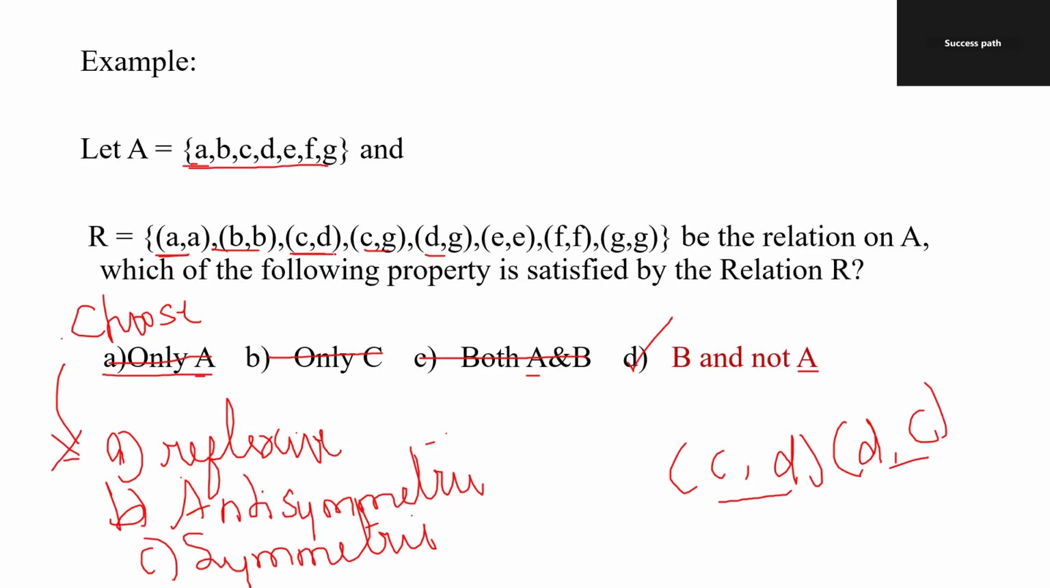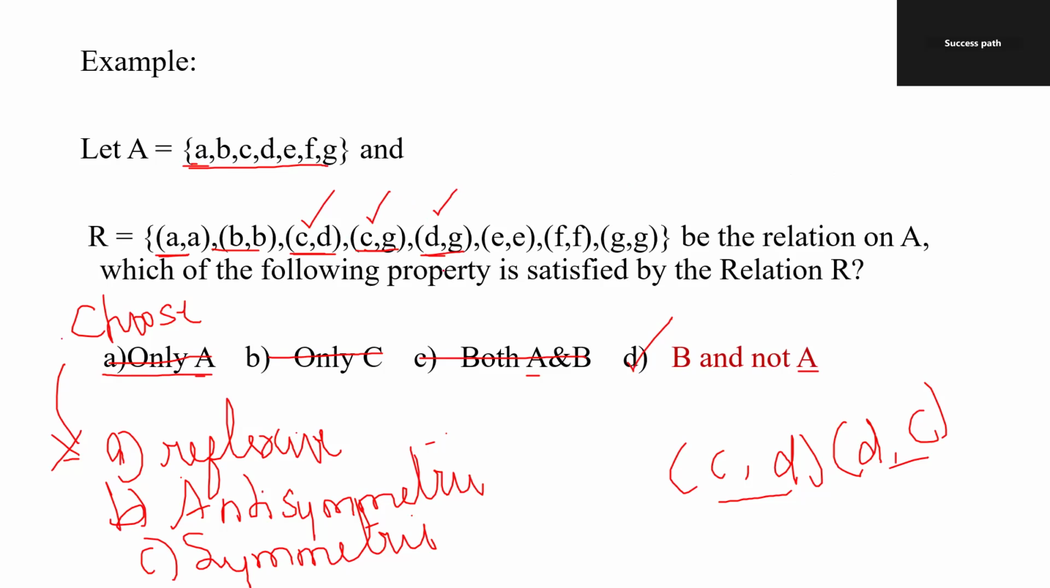Now we will see, C comma D means D comma C is there or not. We have to check. No. This is antisymmetric. Okay, this is eligible. C comma G also we have to check. G comma C is there? No. So this is antisymmetric. D comma G, G comma D, no. So this is also antisymmetric.